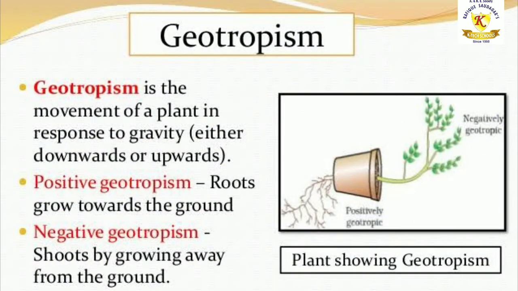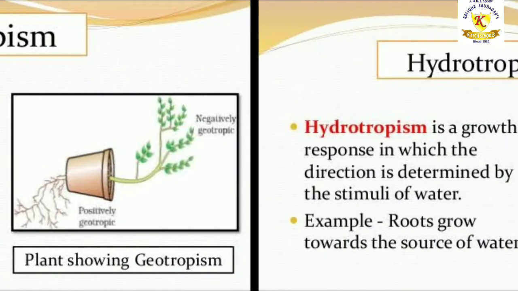Geotropism. It is the movement of a plant in response to gravity, either downwards or upwards. Positive geotropism: roots grow towards the ground, and negative geotropism: shoots grow away from the ground.